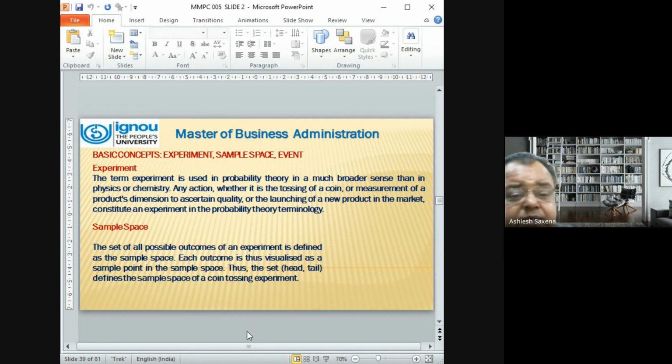फर्स्ट ऑफ ऑल, एक्सपेरिमेंट. The term experiment is used in probability theory in such a much broader sense than in physics or chemistry. Any action, whether it is tossing of a coin, measurement of a product's dimension to ascertain its quality, or the launching of a new product in the market, constitutes an experiment in probability theory terminology. There are बहुत सारे ऐसे एग्जाम्पल्स हैं जिनका हम प्रोबेबिलिटी में ले सकते हैं.